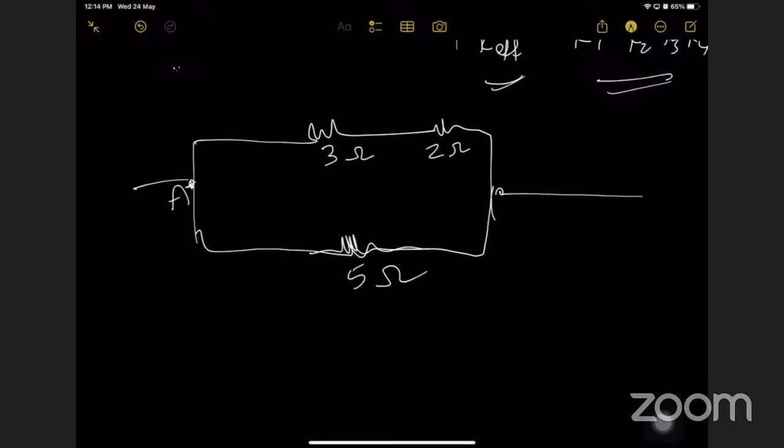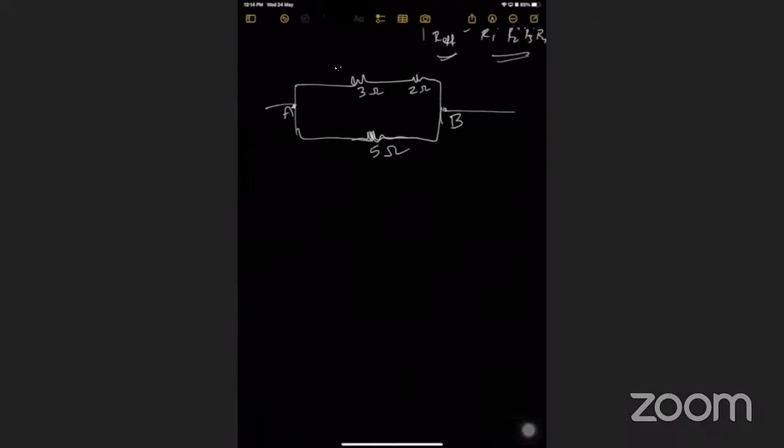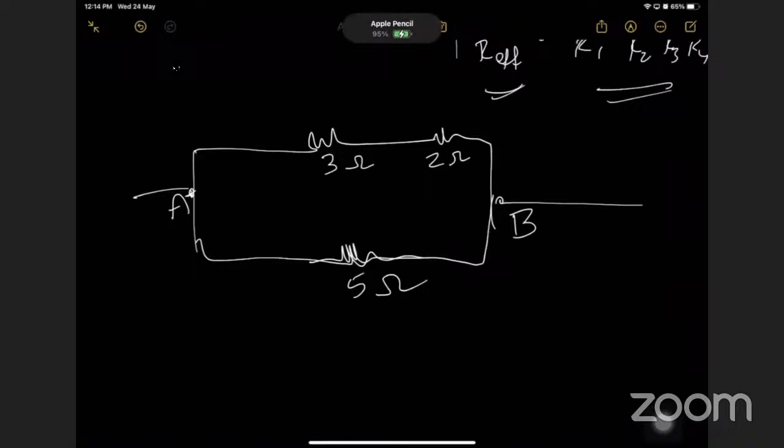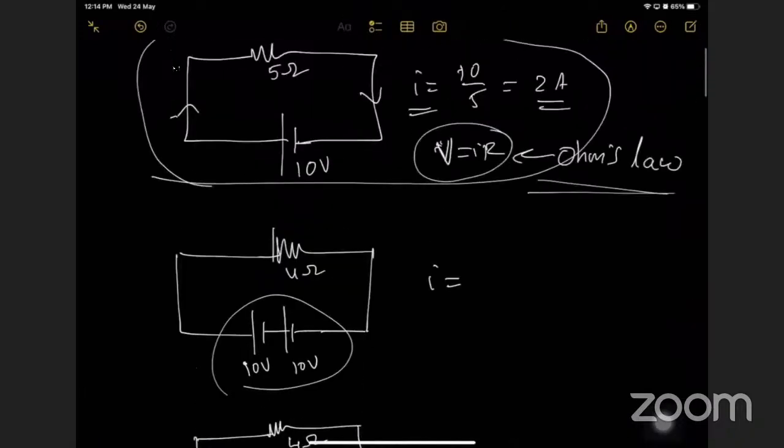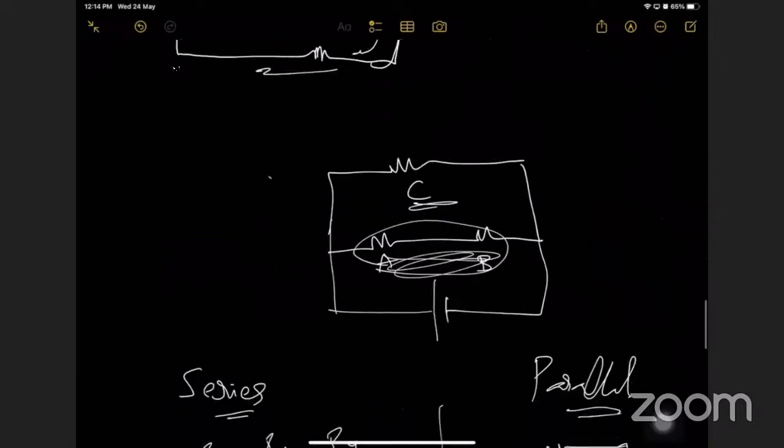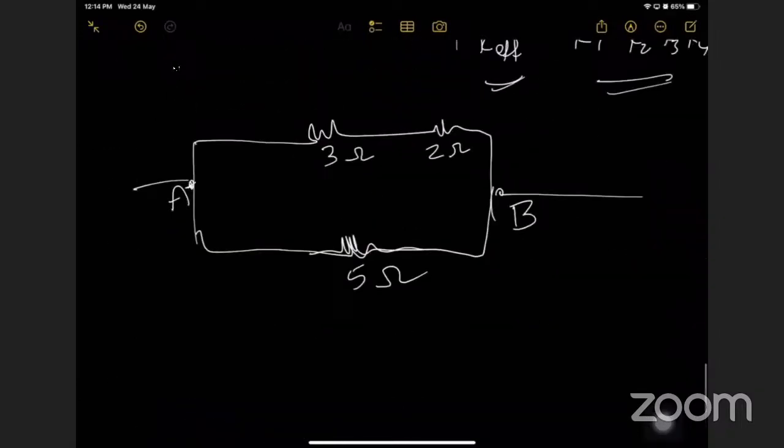Find the effective resistance between points A and B. 5/2, sir. Let others also try. That is a good answer, but let others also try. 2.5, yeah, that is good. Anyone else has an answer? Effective resistance, guys.